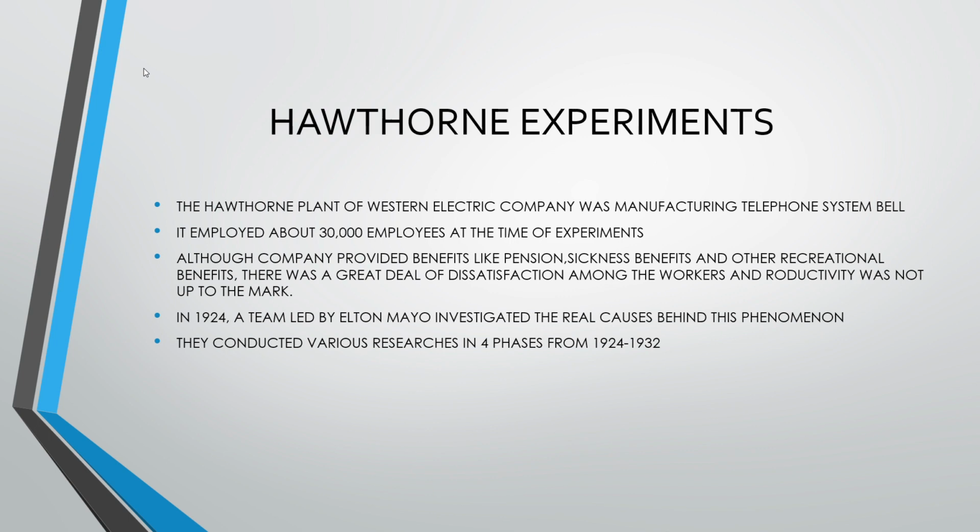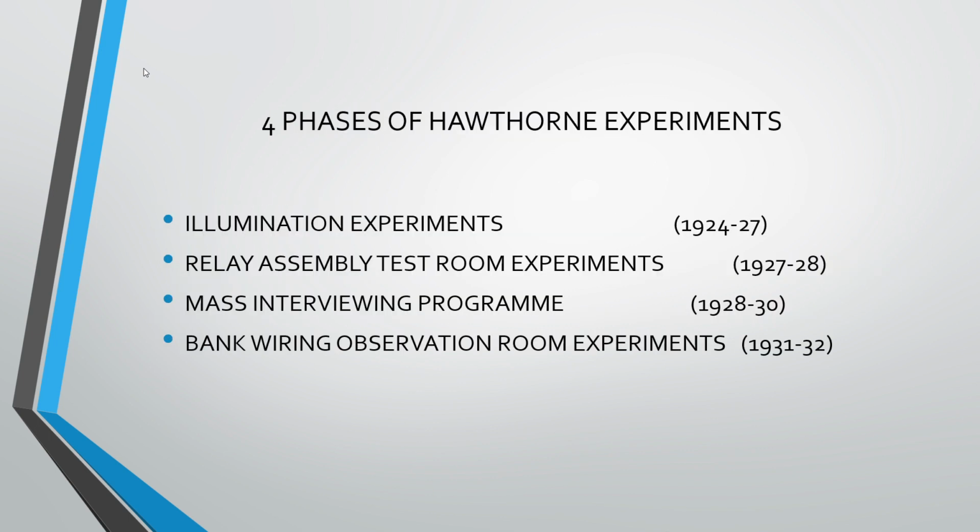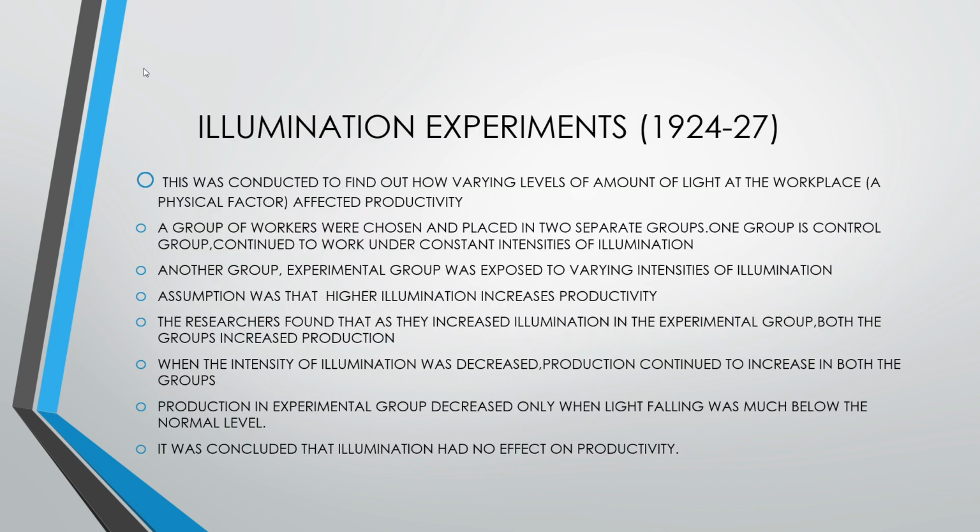The 4 phases of Hawthorne experiments are illumination experiments, relay assembly test room experiments, mass interviewing program, and bank wiring observation room experiment. We can study the first phase, illumination experiment. Illumination experiments were undertaken to find out how varying levels of illumination affected the productivity. The hypothesis was that with higher illumination, productivity will increase.